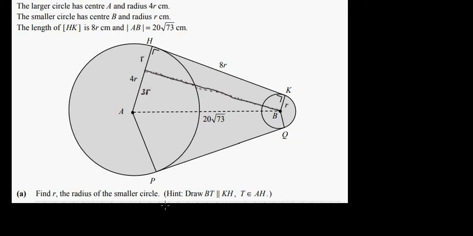Well, what we can do here is use Pythagoras' theorem. We have a triangle here, and we know that this is 8r down along here. We know this is 3r along here, and we have 20 root 73 along here. So we could use Pythagoras' theorem here, because we would end up with an equation with just r in it as the only unknown, so we could work out what r is. So we could say 3r all squared plus 8r all squared will give us 20 root 73 all squared, and we'll work that out. So let's do that.